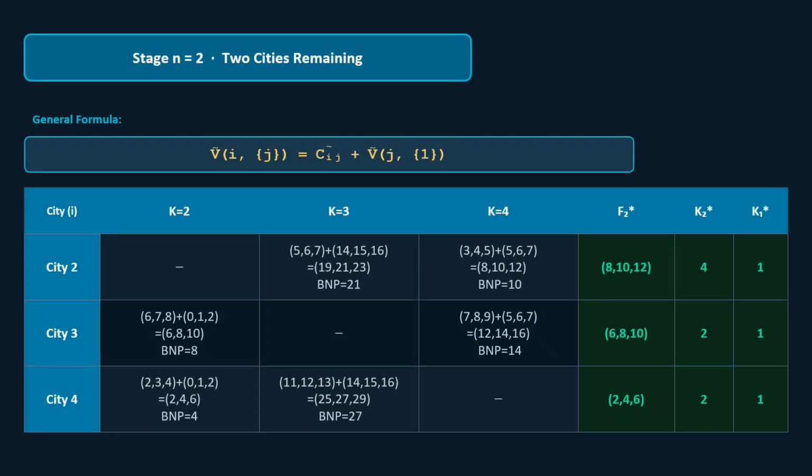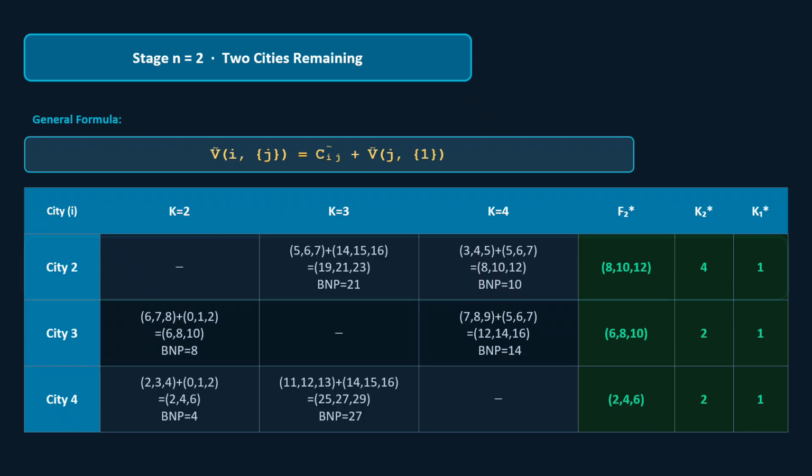At this stage, each city must visit one more city before returning to C1. The formula states V tilde of I and J equals C tilde from I to J plus V tilde of J and 1. In other words, the cost of going to city J plus the best cost we already calculated for city J in the previous stage.